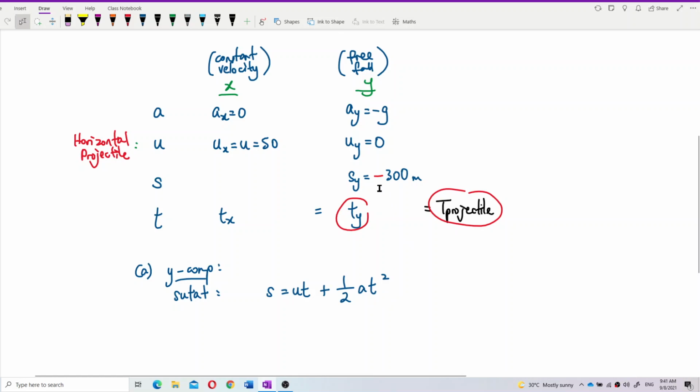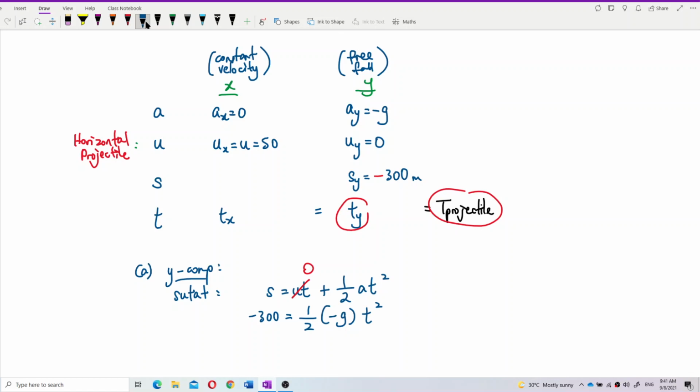So put in the value here, negative 300. And then U is 0. Right, U is 0. And then half A, A is negative G. And then put the time there, so you can get the time. So let's calculate. So our time is equal to 7.82 seconds. That's our time taken.